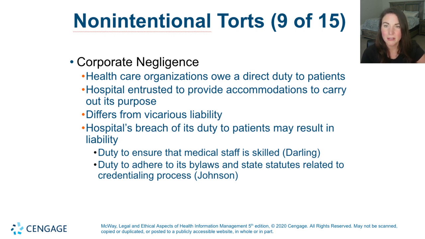All right. Unlike vicarious liability, corporate negligence says that a healthcare organization or hospital owes a duty directly to a patient in regards to care and treatment. It says basically that the hospital is supposed to provide everything according to the standard of care that the patient needs. So this includes making sure medical staff is properly trained and skilled and has all the appropriate credentials. Corporate negligence was first used in the case of Darling versus Charleston Community Memorial Hospital.